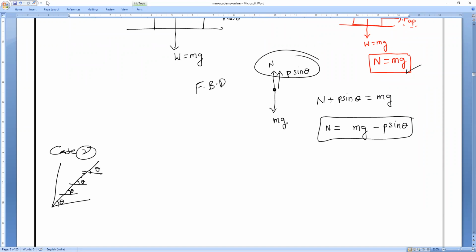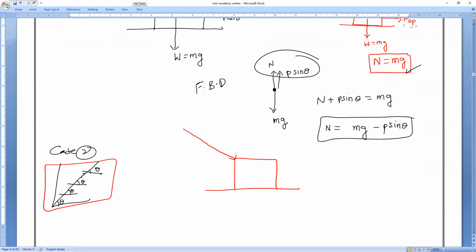Theta remains constant at every level. So just keep this point in mind. Now, there is a block. All of you observe. Some person is applying a push. Now you see that I am applying the force. This is the push. Now we want to find the normal reaction.